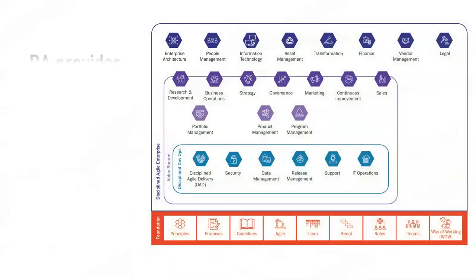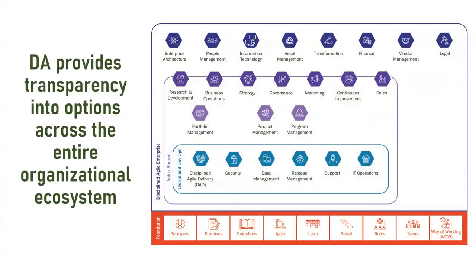Here is a hyperspeed overview of DA. The first thing to understand about DA is that it looks across the entire organizational ecosystem. If we unpack this image for a minute, at the bottom you have the foundational elements such as your life cycles, guidelines, teams, ways of working, etc.